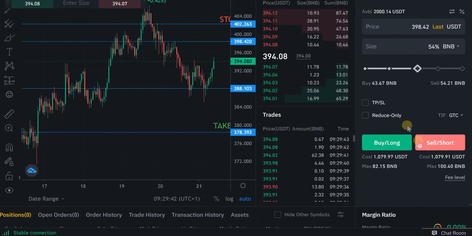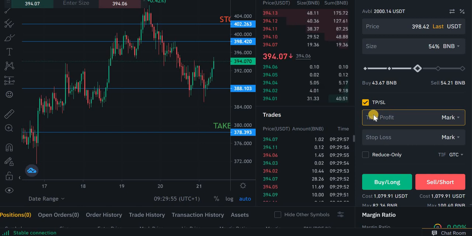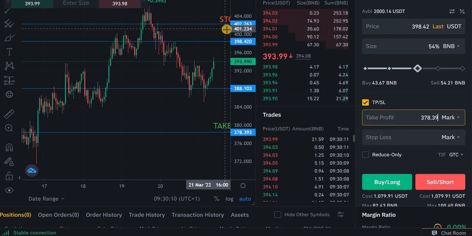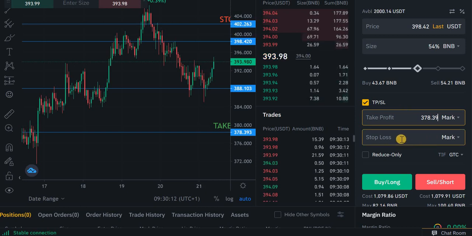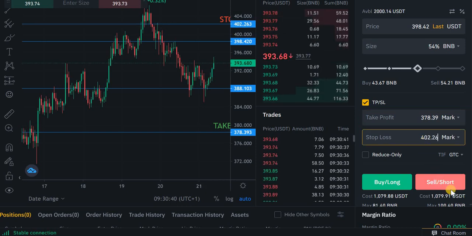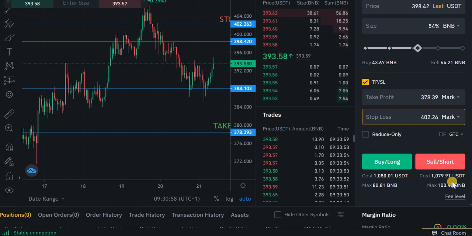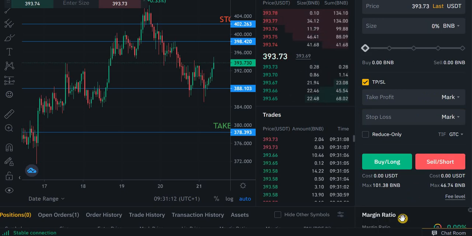You can scroll down and input your stop loss and your take profit. My potential take profit would be at around 378.39 and my stop loss would be at around 402.26. The next step would be to click on short right here. You can see right here that this would cost me over $1,000 to open this position. So what I will do right now is to click on sell. I will click on this. You can see that my order has been submitted.